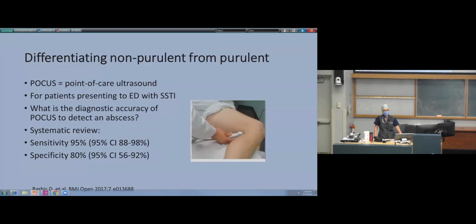And in fact, there was a systematic review that the emerge docs at St. Paul's did. And really, they wanted to know what was the diagnostic accuracy of a point of care ultrasound to detect an abscess. So they looked at all the studies. They did a systematic review. And they found that the sensitivity was 95% and the specificity was 80%. So pretty good, not perfect.